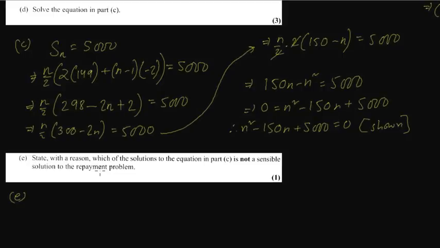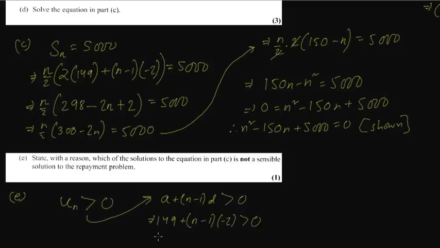So if you want to check which term is not sensible, let's check n equals 100, the 100th term. So let's check which term is positive. We need the nth term to be positive. So let's see what n has to be in order for a term to be greater than 0. It has to be a plus n minus 1 common difference greater than 0. A is 149 plus n minus 1 times minus 2 greater than 0. So it has to be 149 minus 2n plus 2 greater than 0.